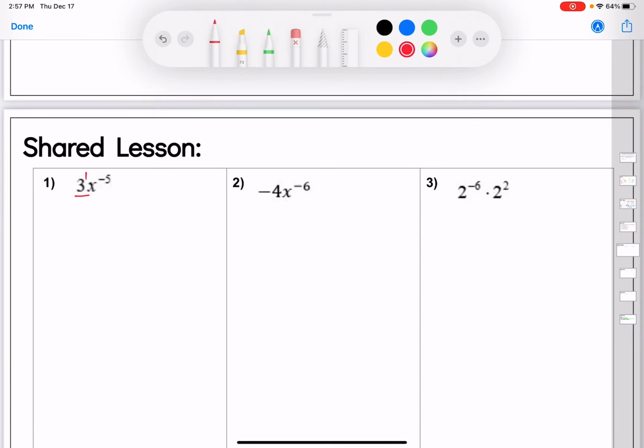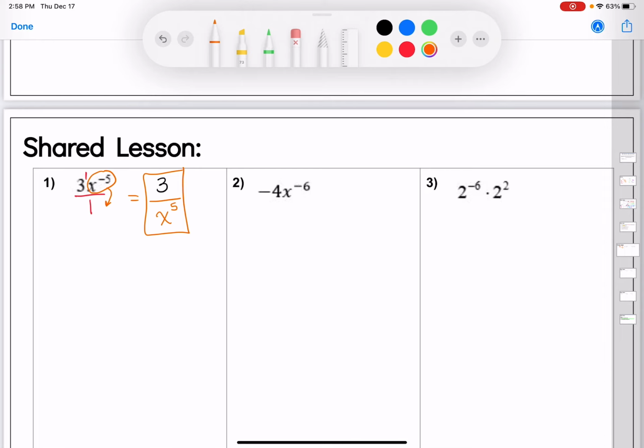Right? So right now, all of this is on the top of the fraction because there was no fraction existing. So only the base of x is going to move down to the bottom. So the 3 is going to stay put right up here at the top. It's staying because it has a positive 1 as an exponent. Only negative exponents move. But that base of x is going to move down to the bottom, and it's going to become x to the positive 5th power down at the bottom. So my answer is 3 over x to the 5th power.